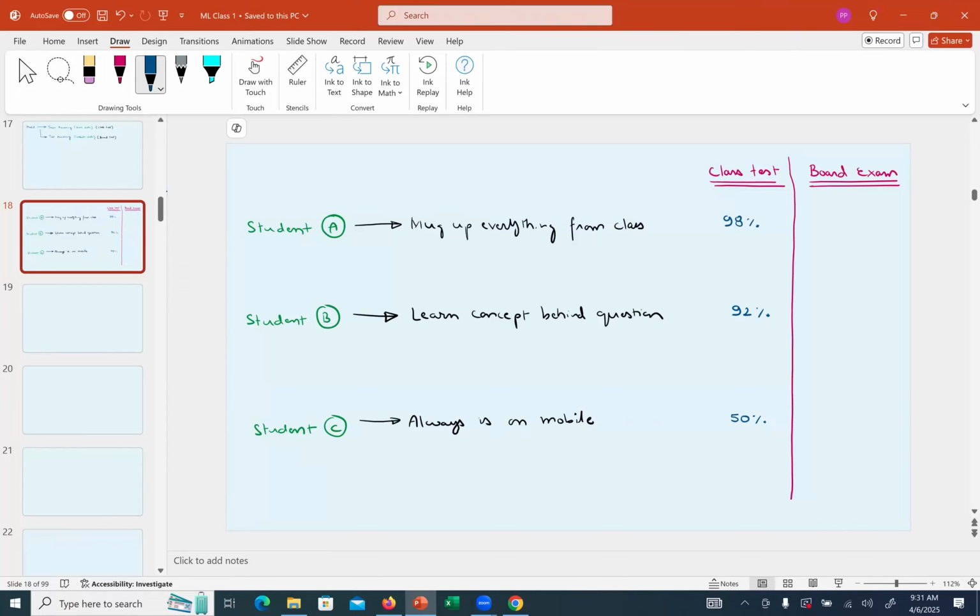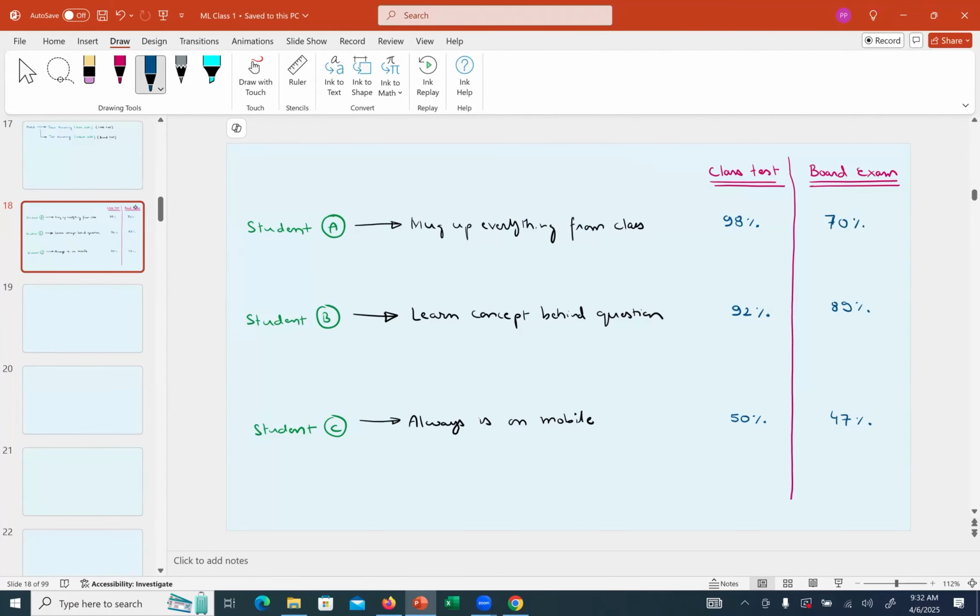Now, let's say there is a board exam and the concept is going to remain the same, but the questions might change. Now what will happen? Student A might score only, let's say, 70%. Student B will also have a slight drop, let's say 89%. And let's say for student C, because she was anyway not attentive, let's say 47%. Right? So even in models, you will see these three kinds of scenarios.